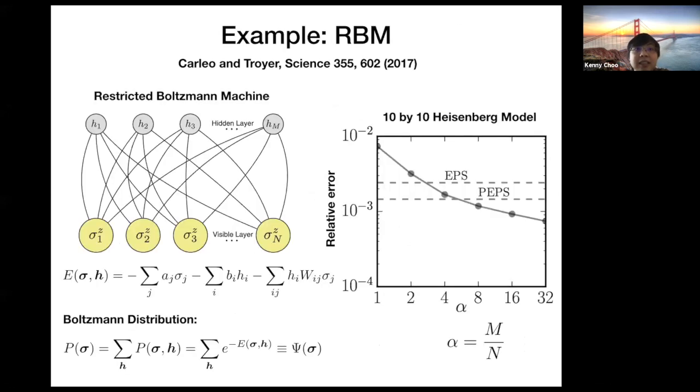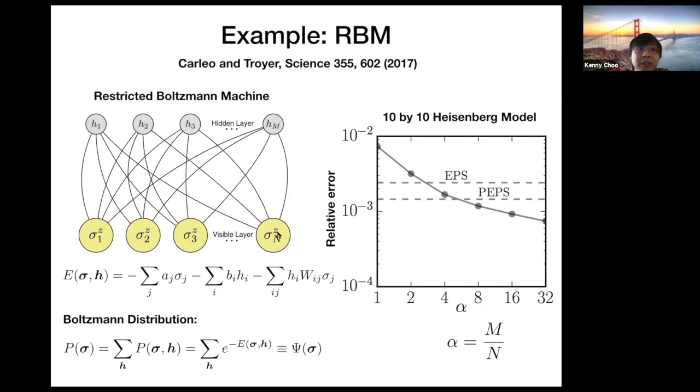The idea to use this kind of neural network as variational wave functions was originally introduced by Carleo and Troyer in 2017 in their Science paper. At that time, the network that they chose was called the restricted Boltzmann machine. In this type of network, we have binary spins. We have hidden spins as well as visible spins, and these visible spins correspond to the physical degrees of freedom that you actually want to model.